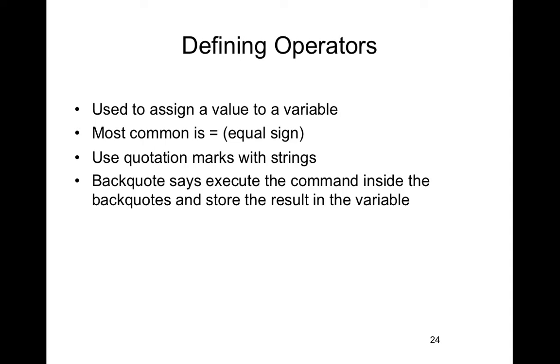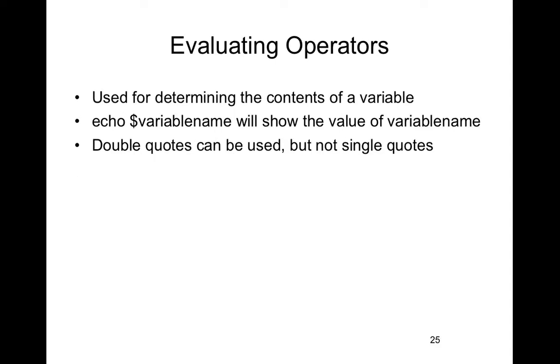The defining operator is used to assign a value to a variable, most commonly the equals sign. So x is equal to 1 or something. Use quotation marks with strings, just like you do. Actually, you saw me with printf. Back quotes say to execute the command inside of the quotes and store the value in the variable.